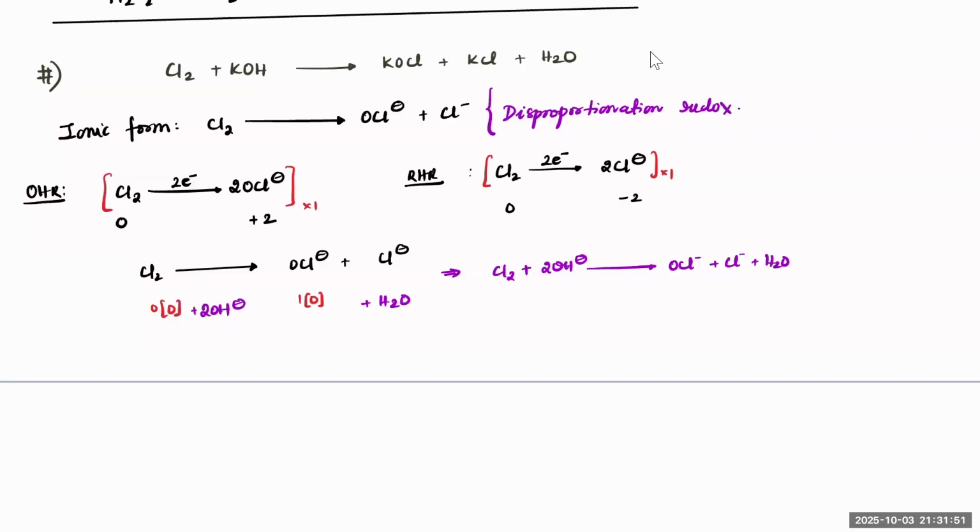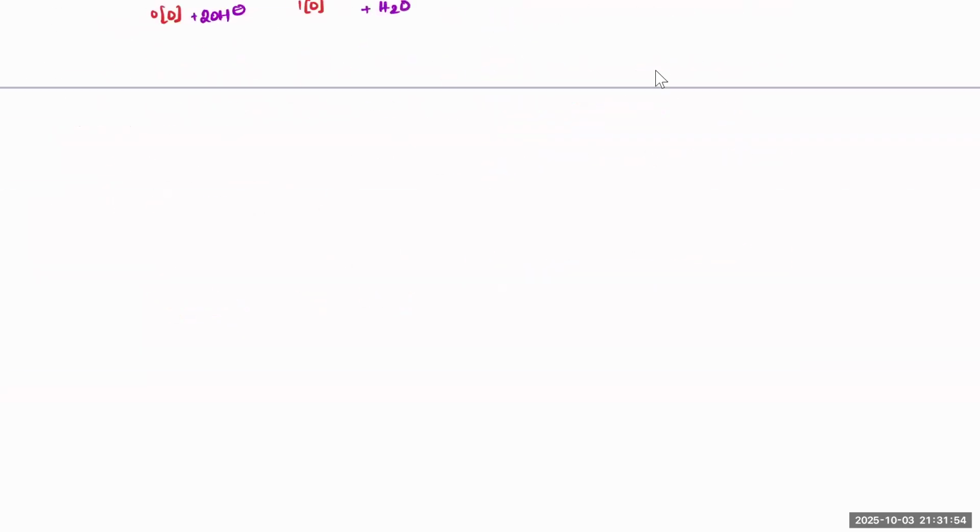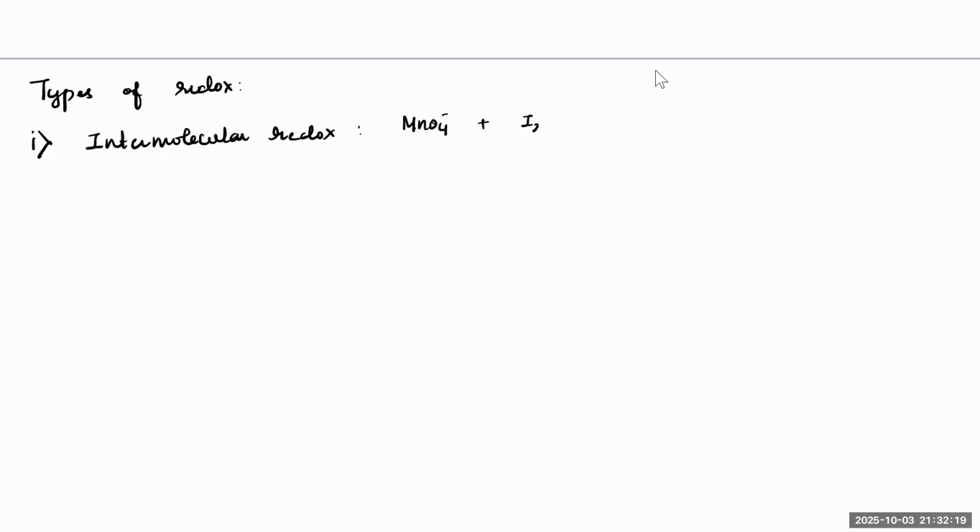Now, I'm already writing case by case. I'll just summarize the cases again. Notice this, everybody. Types of redox. The first one is intermolecular. Intermolecular redox. If you notice the example, something like MnO4 minus plus I minus converting into I2 plus Mn2 plus in acidic medium. So this is intermolecular.